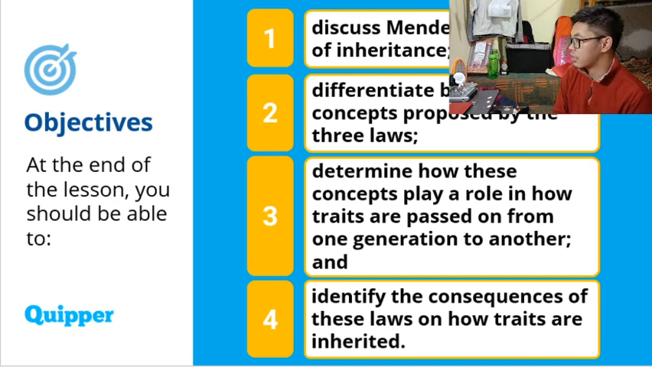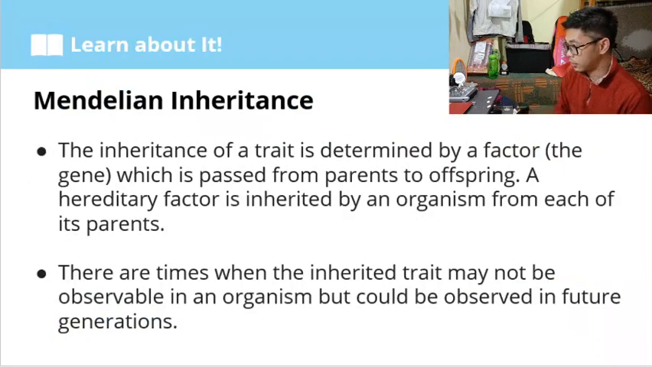Alright, so number 1, discuss Mendel's 3 laws of inheritance. However, for today, we'll be talking only about 1 law and try to solve problems about it. Differentiate between the concepts proposed by the 3 laws. Determine how these concepts play a role and how traits are passed on from one generation to another. This number 3 is one of the things that we're going to apply today. And lastly, identify the consequences of this law on how traits are inherited. Alright, so let's dive in right away to Mendelian inheritance.